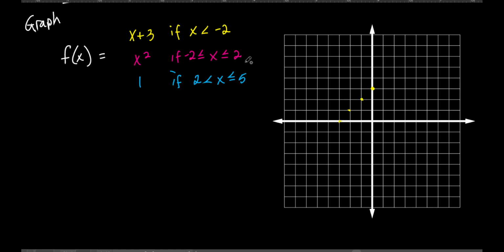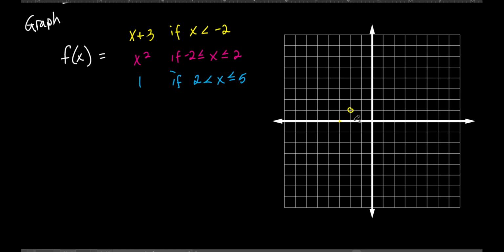But the thing is, I'm restricted. X can only be less than -2. So can x be 0? Nope. So I can't use that point, can I? Can x be -1? Nope. Can't use that point. Can x be -2? Well, kind of. But it can't be right on it. What does it have to be? It's less than. It's not or equal to. It's an open circle. Very good. So right there is going to be an open circle.